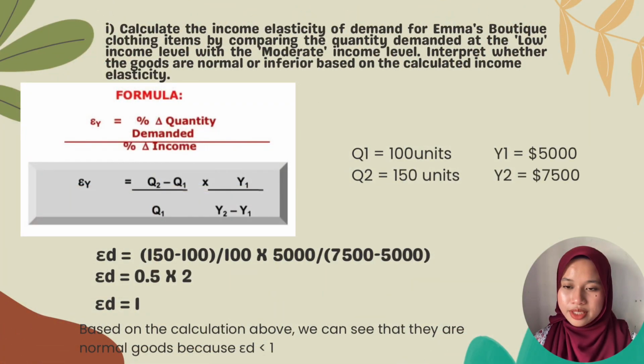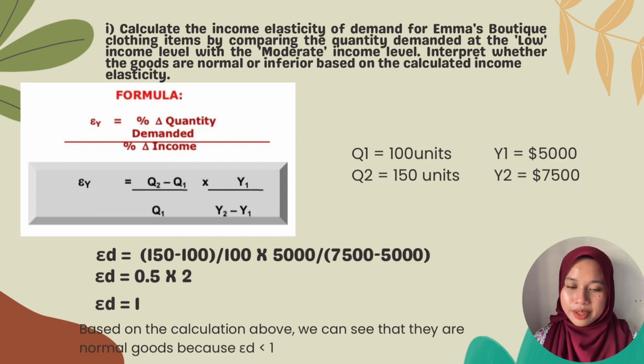For the first Roman, the question is: calculate the income elasticity of demand for Emma's boutique clothing item by comparing the quantity demanded at the low income level with the moderate income level. Interpret whether the goods are normal or inferior based on the calculated income elasticity. So this question is asking for income elasticity of demand. We're going to use the formula: percentage change in quantity demanded divided by percentage change in income.